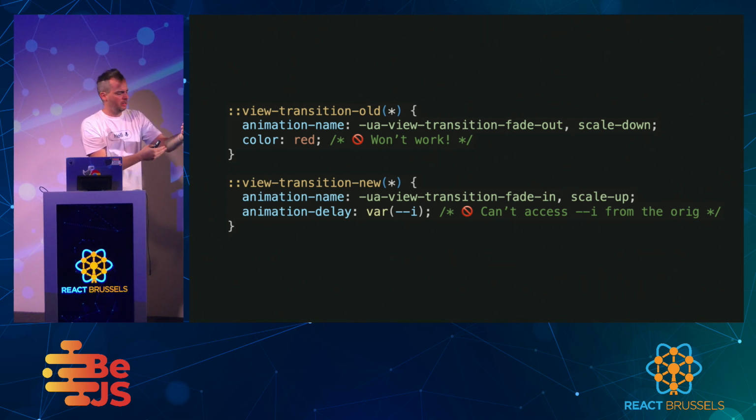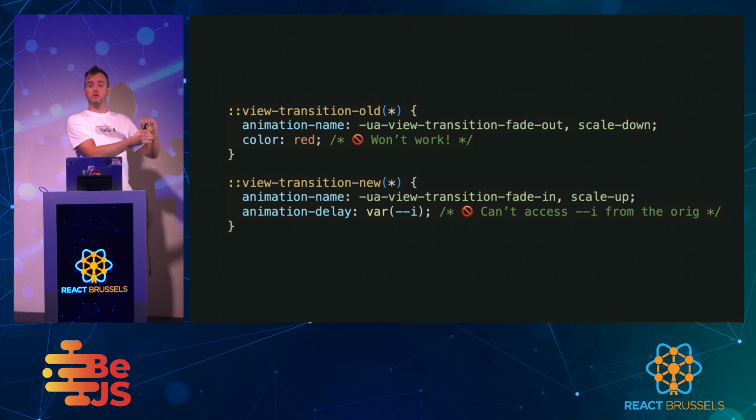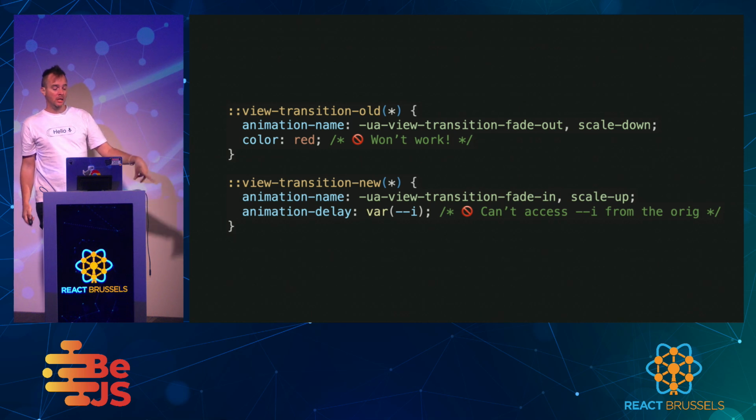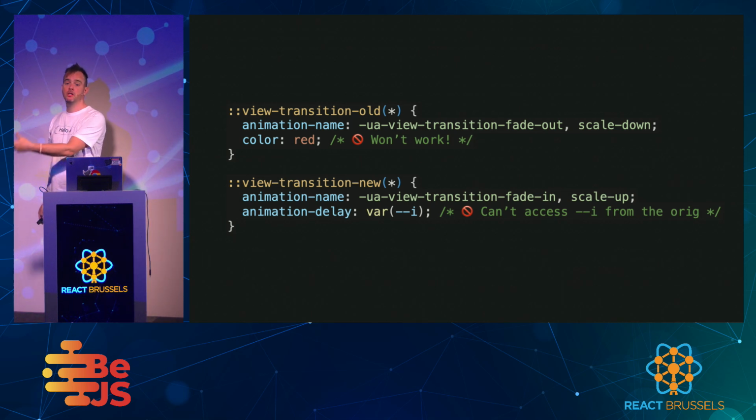Well, with AI, you can nowadays, but in CSS, this won't work because you're talking to the pixels, not to the actual object. And so the color red there won't work. The same thing with accessing a custom property that was declared on that original element. You won't be able to access it.